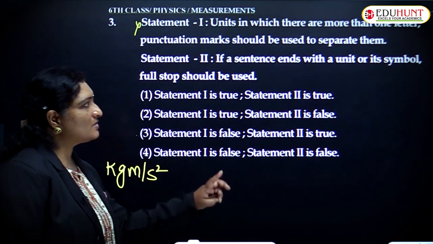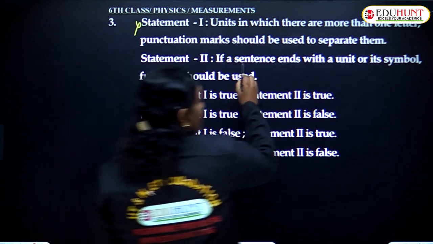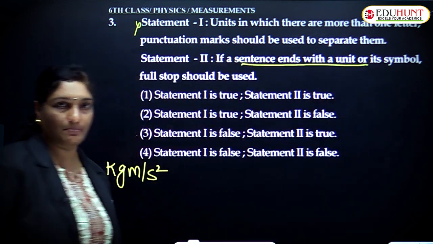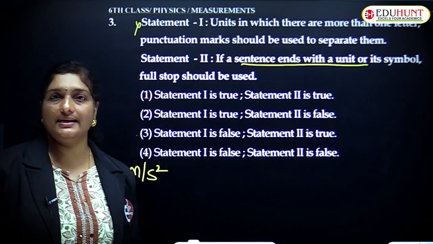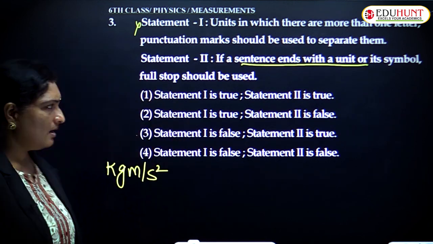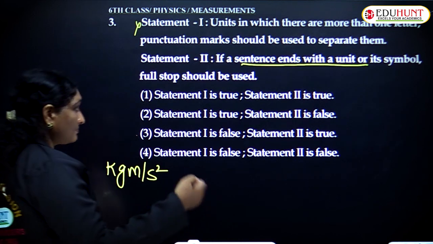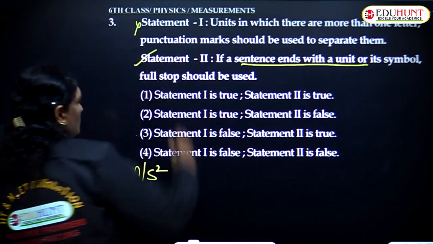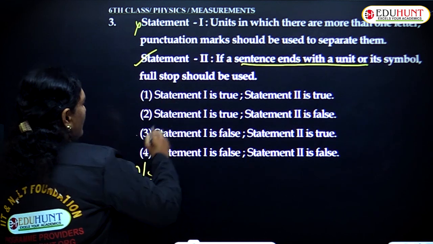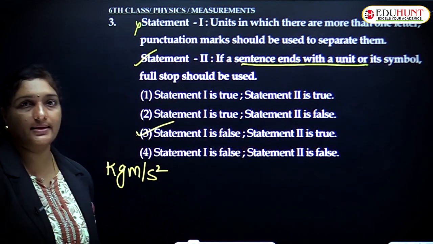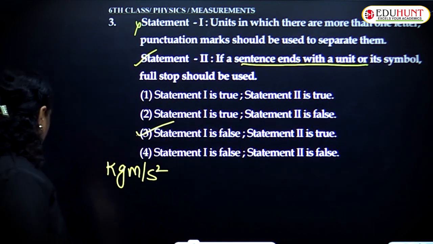If a sentence ends with a unit or symbol, then full stop should be used. Of course, after any sentence, we will be using full stop, whether it is having units or not. So, statement 2 is true. Hence, statement 1 is false, whereas statement 2 is true. Hence, the correct option is third option.